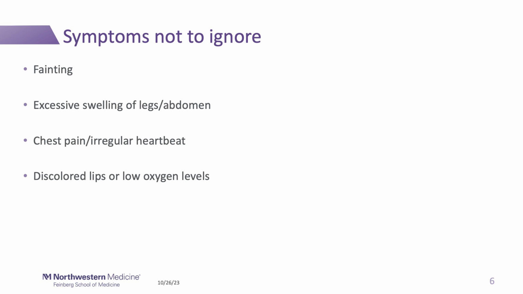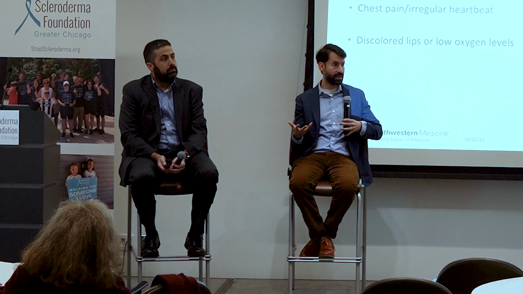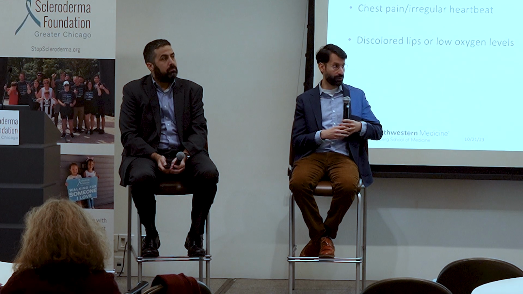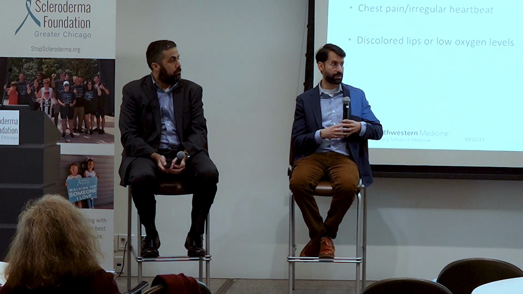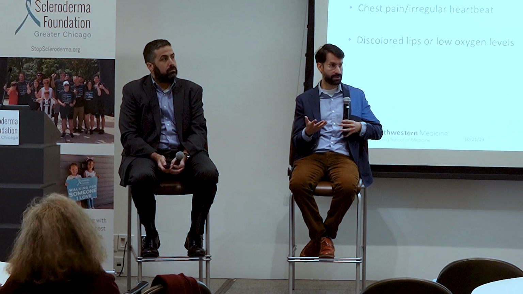So excessive swelling of the legs and the abdomen are important. That, again, highlights the idea that there might be an impact on the heart, and then the heart is congested and not being able to move that blood forward. Like mentioned earlier, irregular heartbeats or specifically chest pain. And then this last symptom here is more signs of low oxygen levels.